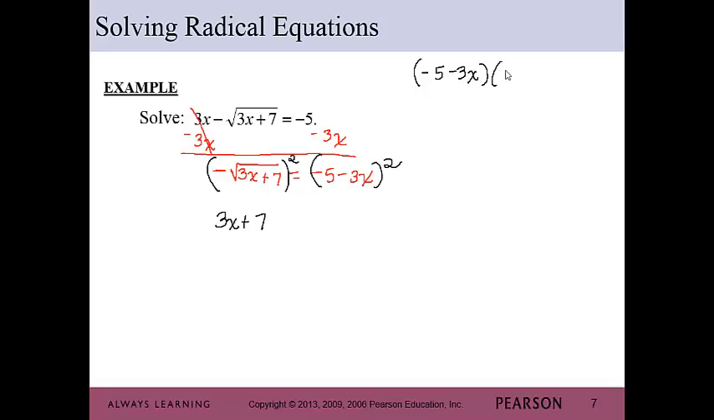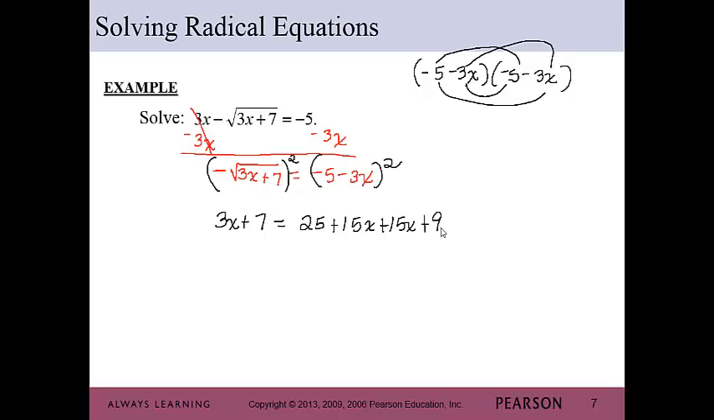And then you have to do the FOIL method. So you're going to multiply negative 5 times negative 5, which is going to give you a positive 25. Then you're going to multiply negative 5 times negative 3x, which is going to give you a positive 15x. Then negative 3x times negative 5 will give you a positive 15x as well. Then you're going to multiply negative 3x times negative 3x, which is going to give you a positive 9x squared. Now you need to combine like terms.